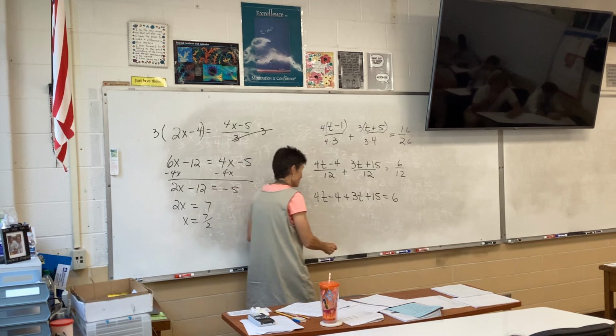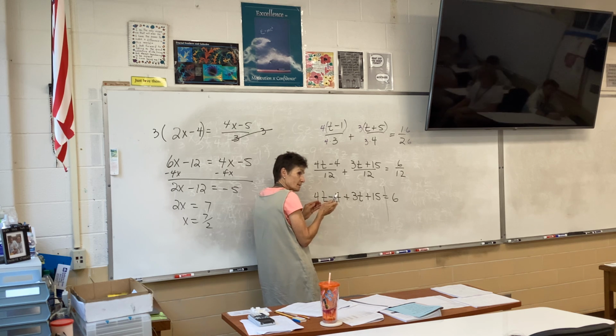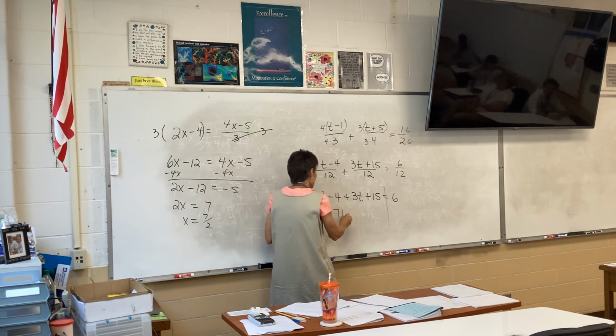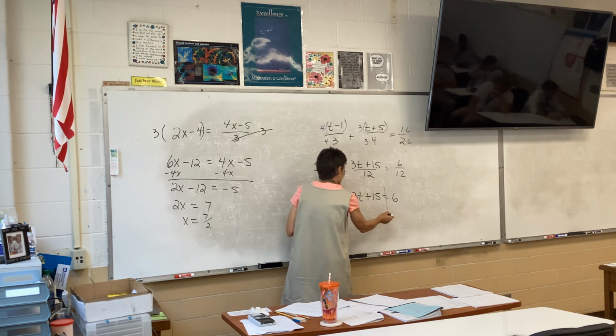Now remember, here's Mrs. Fields' wall right here. These are all on the same side, so they get combined. Don't move those, they get combined. So I have 7t plus 11, is that right?